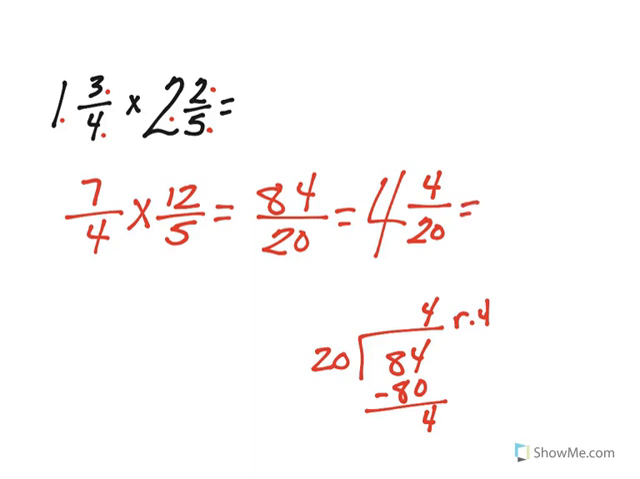But we know this is not simplified. So my factors of 4 are 1, 2, and 4. I know that 20 is divisible by 4 because 4 times 5 is 20. So my whole number is going to be 4. 4 divided by 4 is 1. 20 divided by 4 is 5. And my final answer here is going to be 4 and 1/5.